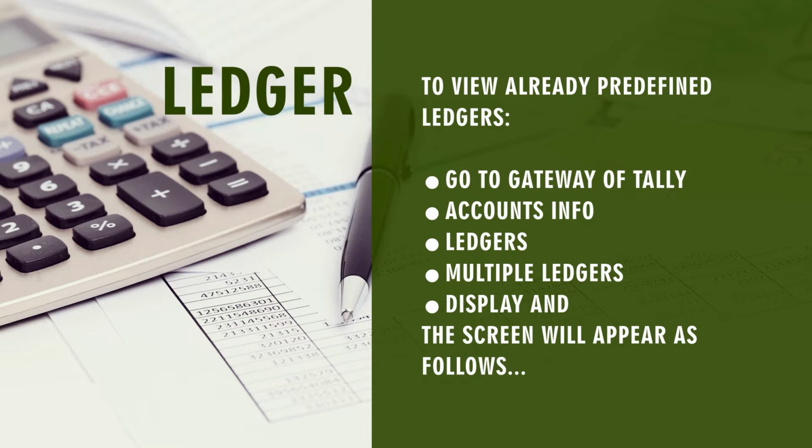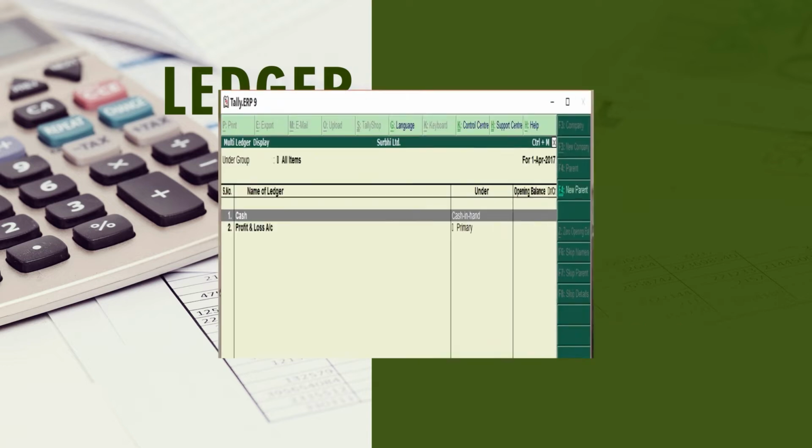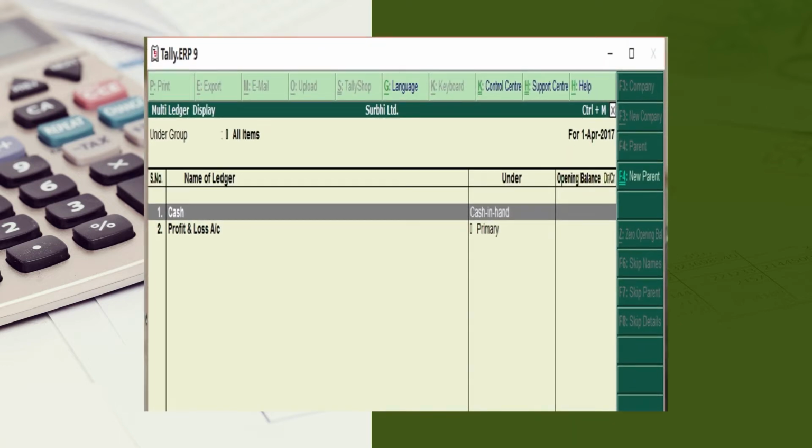Once you click the display option, the following screen will appear. You can see on the screen that there is a multiple ledger display of Surbhi Limited. Under the group All Items for 1st of April 2017, there are two ledgers with the names cash and profit and loss account. Under cash, cash in hand, and profit and loss as primary. This under is basically the group of the ledger under which they are classified. A few minutes later, we will discuss the group and understand what this group means.